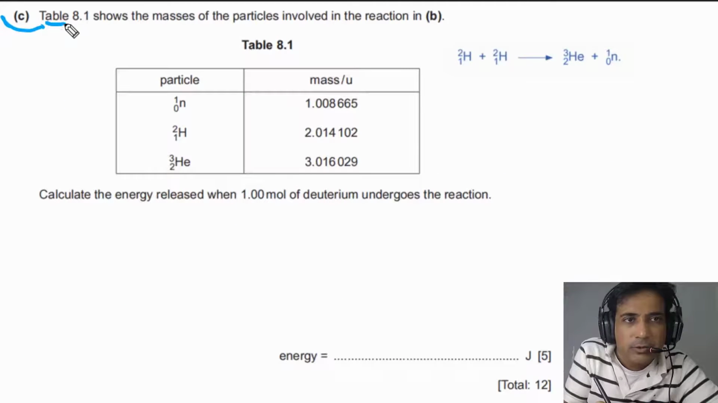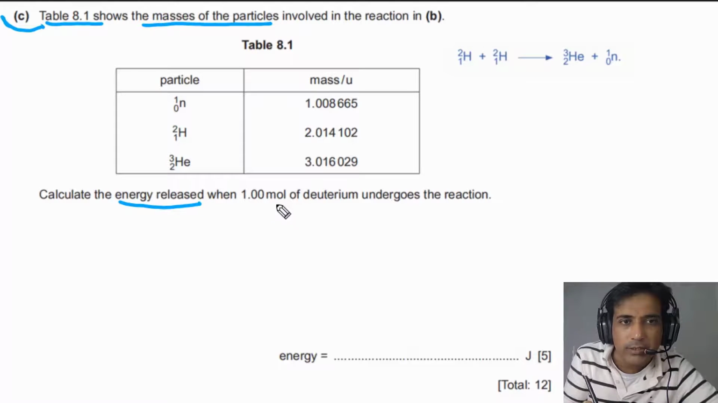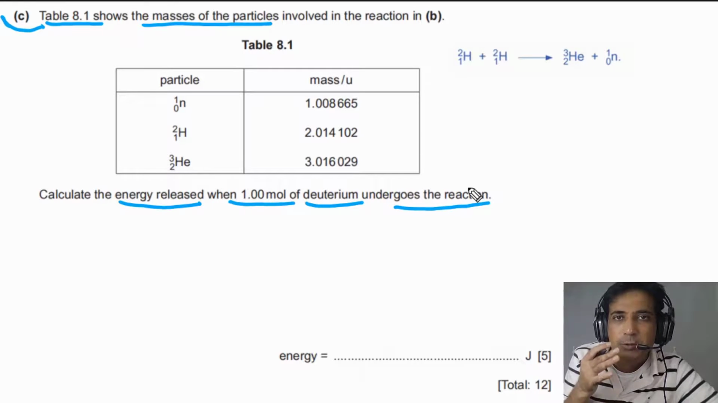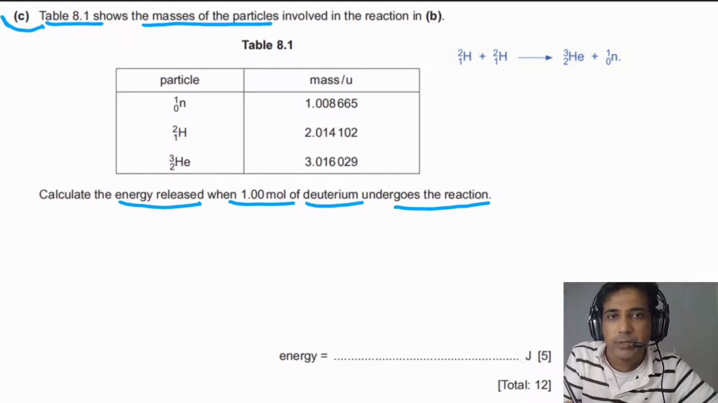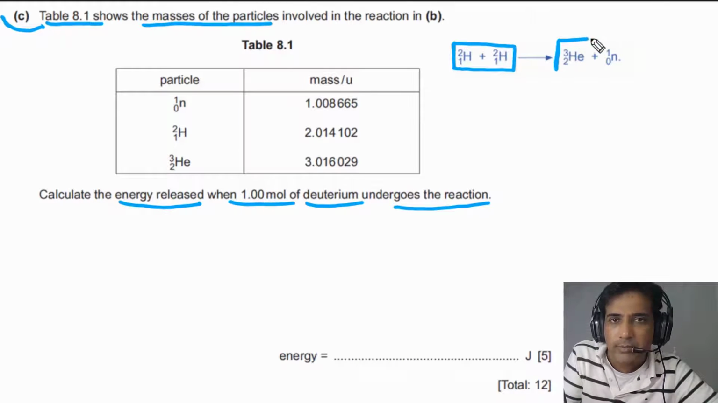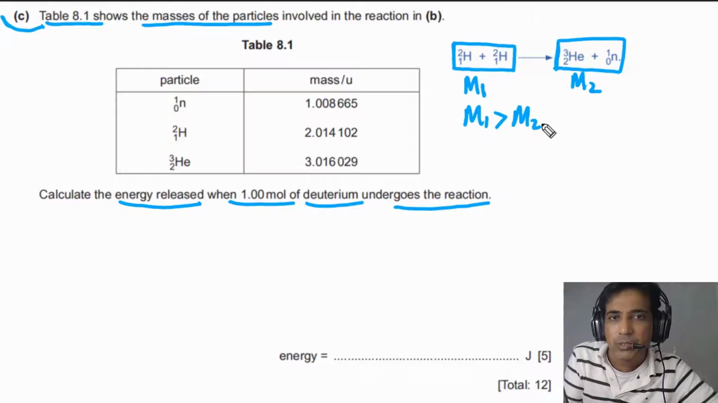For part C, in table 8.1, masses of the particles are given and we need to calculate energy released when 1 mole of deuterium undergoes nuclear reaction. First of all, let's try to understand when energy will be released. Energy only will be released if the mass of the reactants is greater than mass of products. Let's say mass of reactants is equal to M1 and mass of products is equal to M2. So in this case, M1 has to be greater than M2. So the mass difference will be converted into energy and energy will be released in this nuclear reaction.